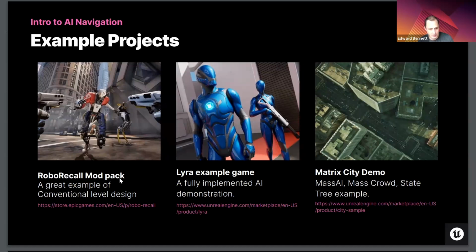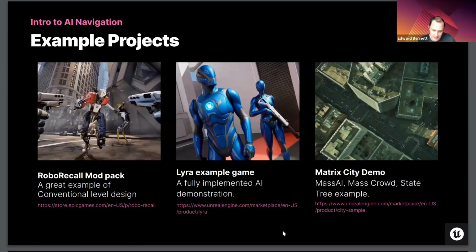The Robo Recall mod pack is a great example of conventional level design that you can bring out. It's a VR game with robots, but it has a city which is relatively low poly, and because it's VR, very well optimized. It's got a conventional nav mesh in it with things like nav mesh proxies.